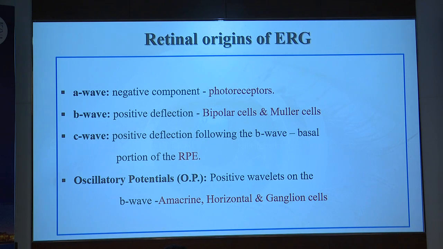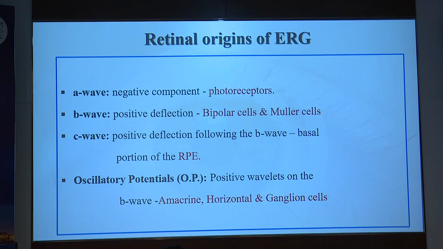What are the origins of the waves that we get in ERG? The A wave, which is a negative component, is generated by the photoreceptors, the rods and cones. The B wave is a positive deflection. It is generated by bipolar cells and Muller cells, predominantly by bipolar cells. Then we get a C wave also, which is a positive deflection following the B wave. It comes from the basal portion of the RPE.